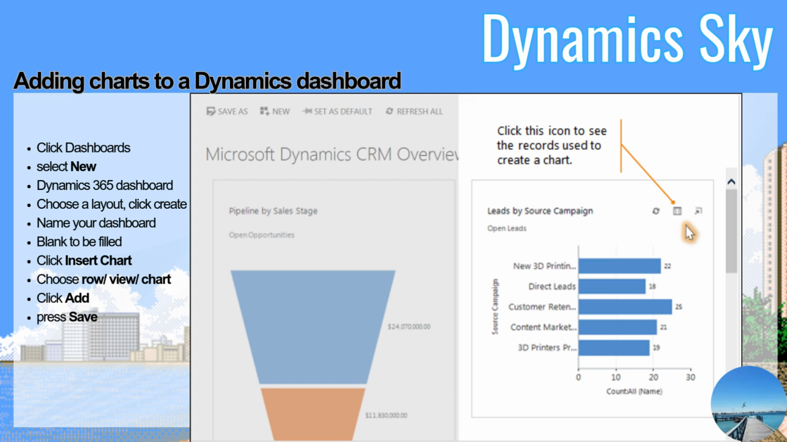Afterward, you can click Insert Chart. Then you can choose a row entity, choose a view, and choose a chart that you like, and then you can click Add. After you add the charts that you like, you can press Save. Then you'll be able to view the dashboard in the Dashboard Chooser under My Dashboards.